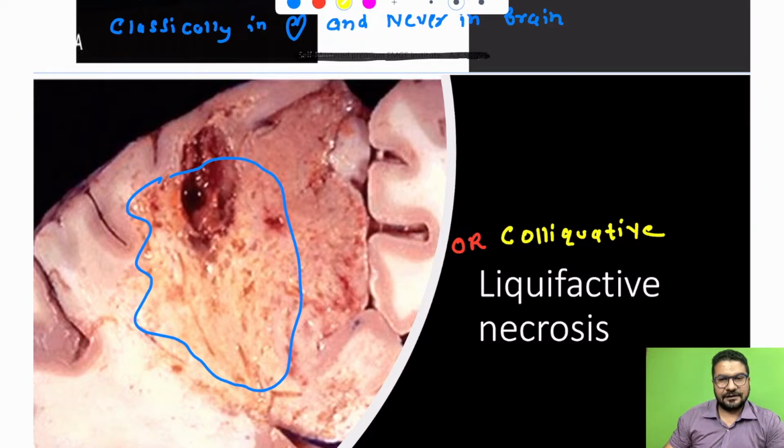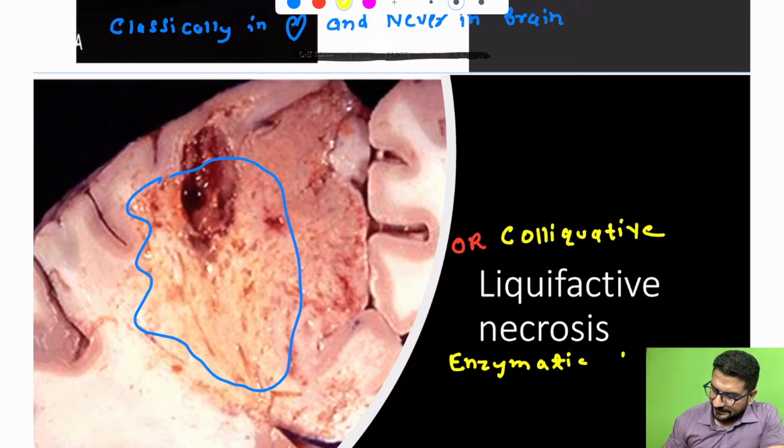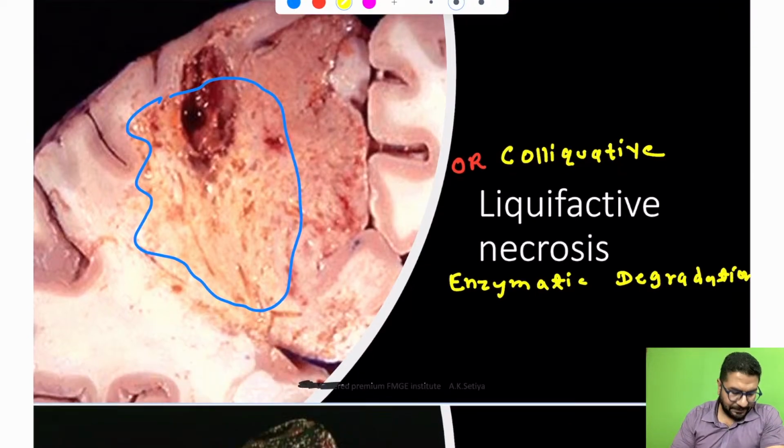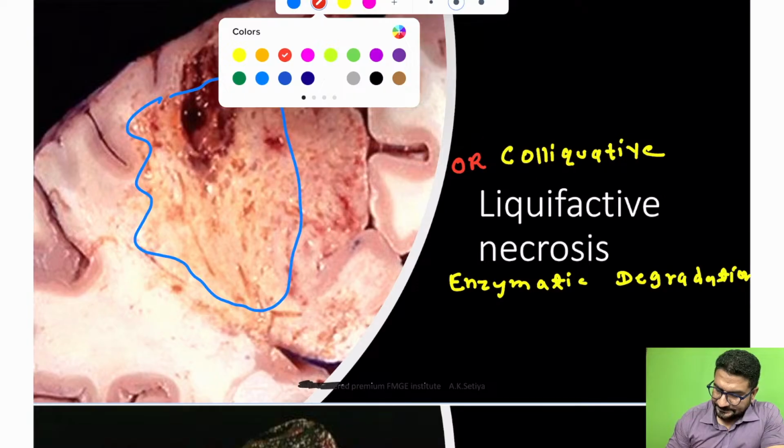So why does it occur, क्यों होती है? It occurs due to enzymatic degradation. Coagulative is due to protein denaturation. It is due to enzymatic degradation. Now understand this thing. This type of necrosis, colliquative or liquefactive, is classically seen in three places. So where do we see this?